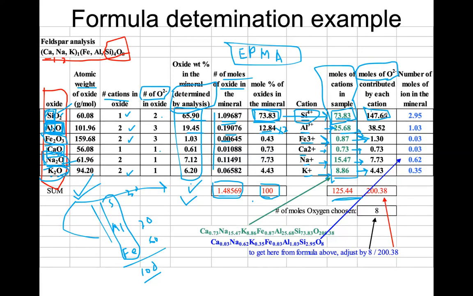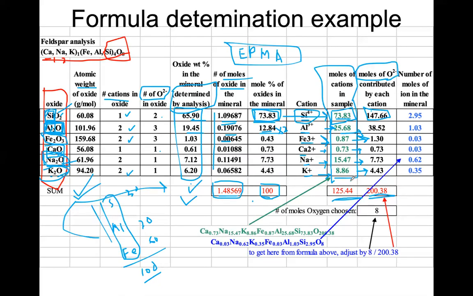Right, now you have the number of oxygen moles there. You can sum it up also because we need this summation later, right? And now you have a formula without considering the oxygen.